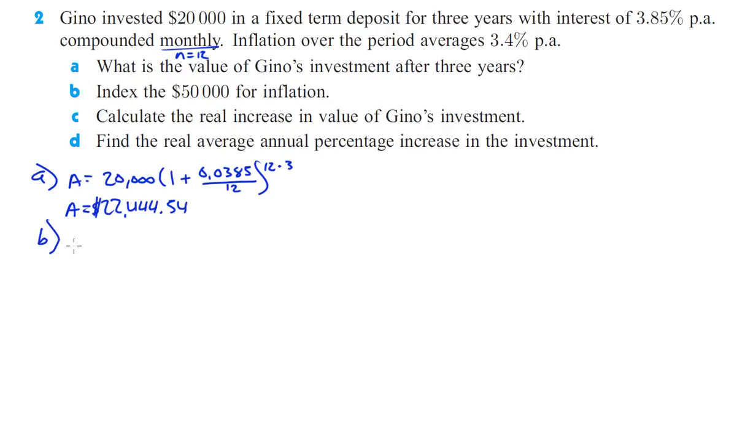B, index the 20,000 for inflation. Oh, that's interesting, this says 50,000, this should read 20,000. Okay, so let's change that to a 20,000. Right, and let's see, our inflation is 1 plus 0.034. Again, inflation is always calculated over the year, or at least all of our examples here do. And then this is for 3 years.